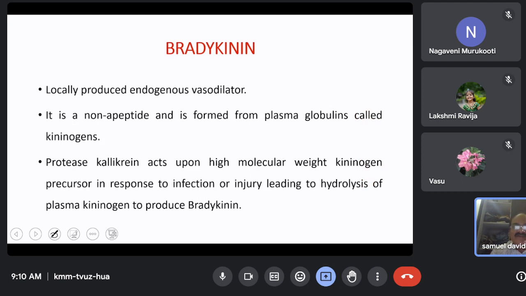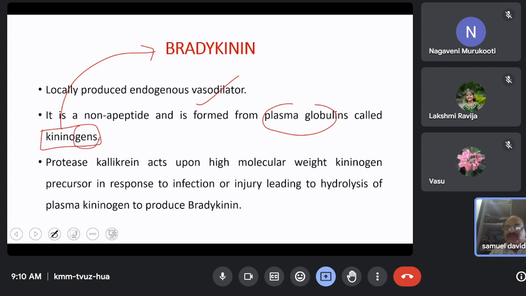Next one is bradykinin. So, like atrial natriuretic factor, it is also an endogenous vasodilator. It is formed from plasma globulins called kininogens. So, this is the one you have to remember. So, bradykinin is derived from what? It is derived from a kininogen.